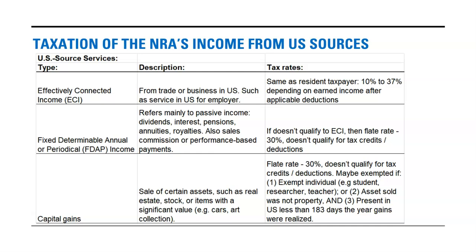If the individual is an exempt individual, such as a student, researcher, or teacher, or the asset sold was not U.S. property and the person is present in the United States less than 183 days in a year, the gain is exempted. So if one of these two criteria is met, then the capital gain can be exempted.